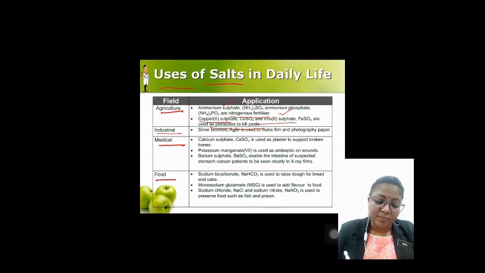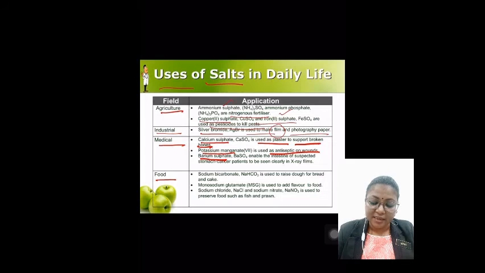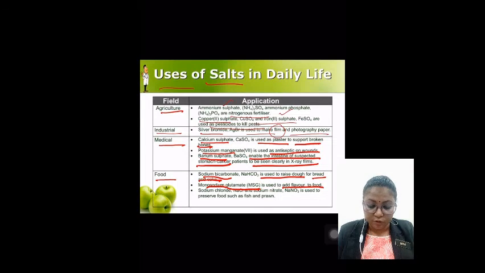In industrial, silver bromide is used to make film and photographic paper. Okay, in medical, calcium sulfate is used as a plaster to support broken bones. You know about that, right? The potassium manganate is used as an antiseptic on wounds. Barium sulfate enables the intestine of a suspected stomach cancer patient to be seen clearly in X-ray film. In food, sodium bicarbonate is used to raise dough for bread and cake. Monosodium glutamate, MSG, is used to add flavor to food. Sodium chloride and sodium nitrate are used to preserve food such as fish and prawn.